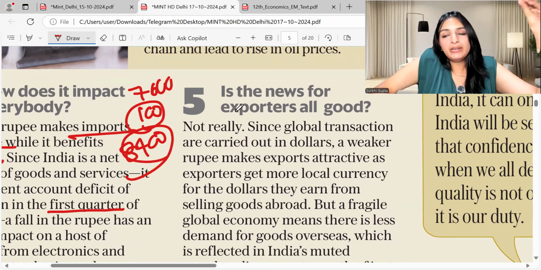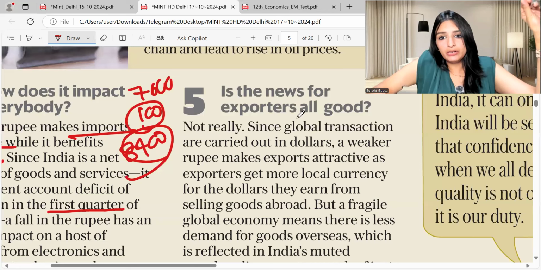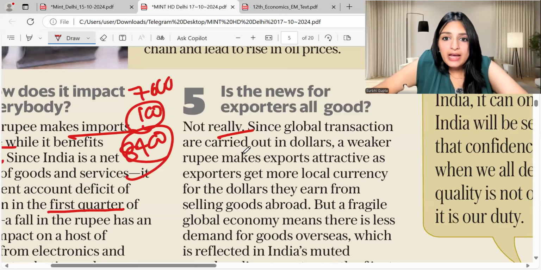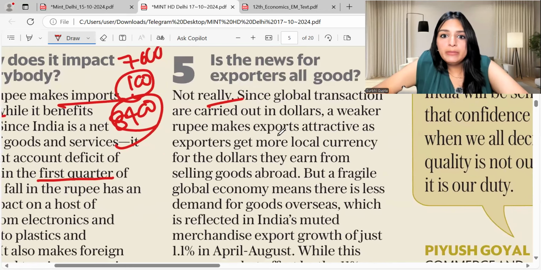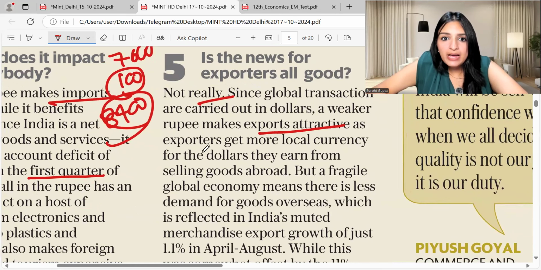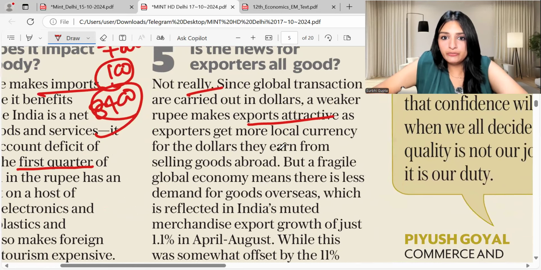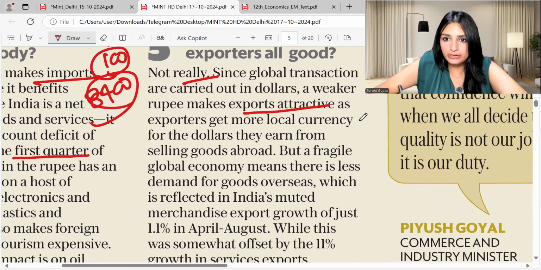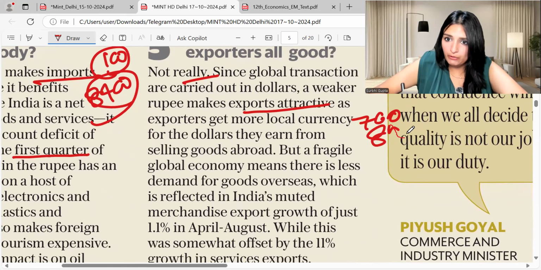ओके, गॉट इट. बट एक्सपोर्टर्स के लिए क्या अच्छी बात है? नॉट रियली, सिंस ग्लोबल ट्रांजेक्शन आर कैरिड आउट इन डॉलर्स, अ वीकर रुपी मीन्स एक्सपोर्ट्स अट्रैक्टिव, एज एक्सपोर्टर्स गेट मोर लोकल करेंसी फॉर द डॉलर्स दे अर्न. जैसे मैंने कहा पहले उन्हें 760 मिल रहे थे एक्सपोर्ट करके, अब 840 मिल रहे हैं.